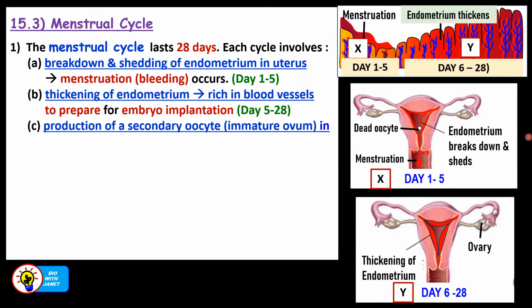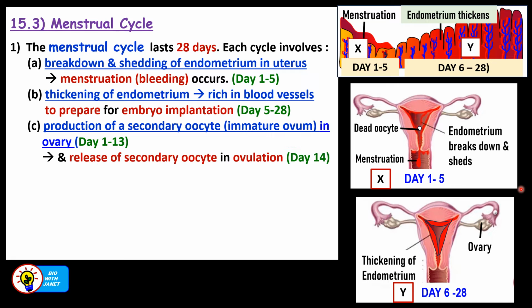Now, apart from the thickening of the endometrium, another event occurs in the ovary here. Okay, so in the ovary, there is a primary oocyte that will develop to form a secondary oocyte, or immature ovum, right? You can look at the second picture here. So from day 1 to day 13, the oocyte is developing inside the ovary to form a secondary oocyte. And then on day 14, there is the release of the secondary oocyte into the fallopian tube, as seen here, during ovulation, right?